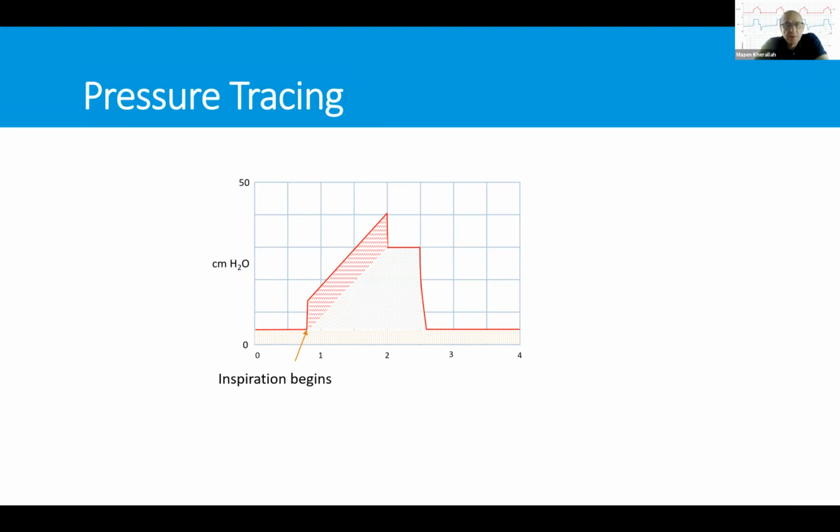The initial rise in the pressure to this point is the airway pressure. This is the pressure required to overcome the airway resistance. As you see, the pressure starts to go up gradually to a point that we call peak inspiratory pressure. The peak inspiratory pressure is the pressure required to overcome both the airway resistance and the lung elastance. You can see the shaded red color is the airway resistance. Everything underneath it would be the lung and chest wall elastance.